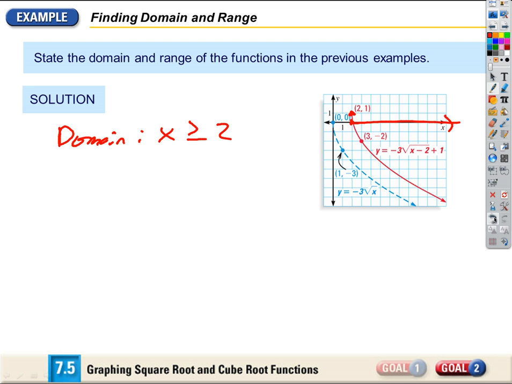Okay? What about the range? We're starting at y equals 1, and we're going up or down. Going down, so less than, right? So range: y is less than or equal to positive 1. Okay.